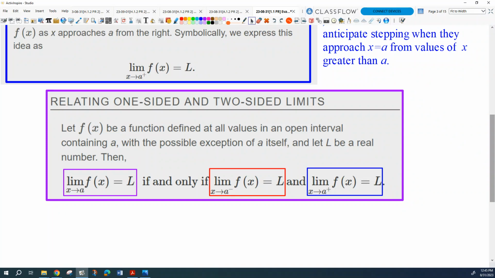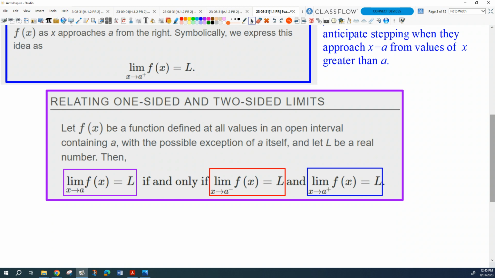You know, what we were calling a limit yesterday, now we're going to call a two-sided limit. So let f of x be a function defined at all values in an open interval containing a except possibly at a itself, and let L be a real number. Then the limit of f of x as x approaches a is equal to L if and only if the limit of f of x as x approaches a from the left is equal to L, and the limit of f of x as x approaches a from the right is L.